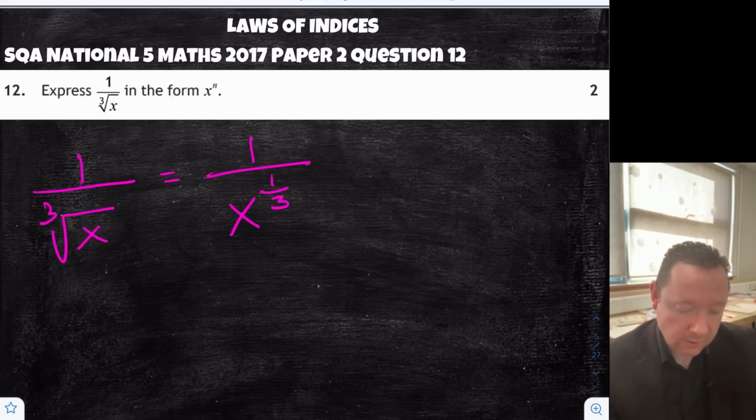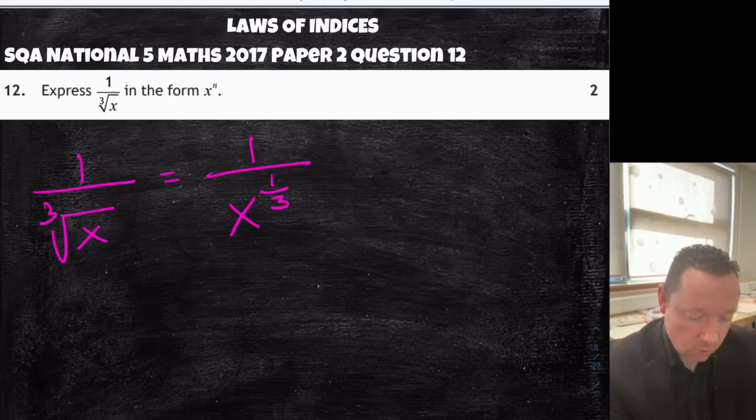Once we've done that, your second law is if you've got a fraction, you can make the fraction disappear, take that up to the top, and that becomes a negative power. So in other words, we get x to the minus 1/3 for our final answer.